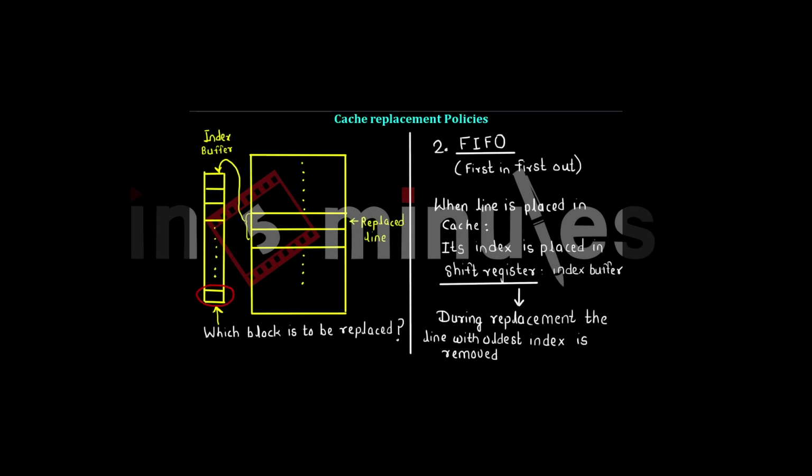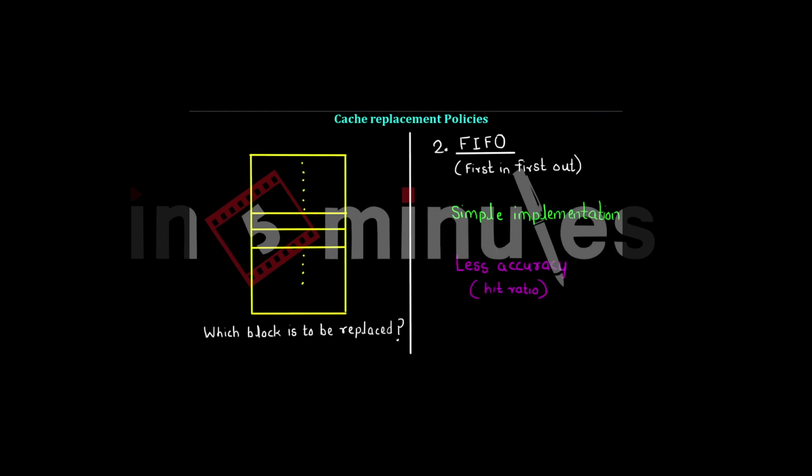Every time a new line is placed, this index buffer keeps on shifting its data, and at the time of replacement, the line with the oldest index is removed. In this way, the first in first out or FIFO replacement policy is implemented in the cache memory. The advantage of FIFO is again that the implementation is very simple. It just uses one shift register and indexing of the cache lines. It is a little bit more complex than least recently used.